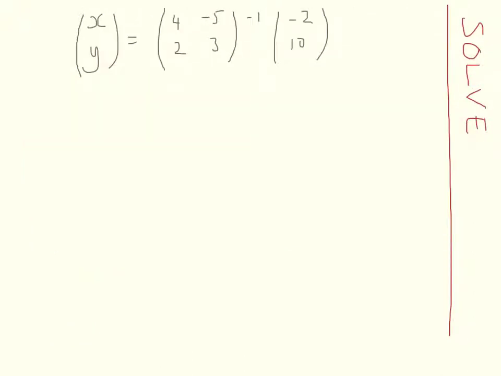We're still solving for x and y, so the next step is to work out that inverse matrix. Pause the video and have a go at that for yourself. What you should have got is 1 over the determinant, that's 22, and then swap the elements on the leading diagonal and change the sign of the other two. The next step would be to multiply those two matrices, so pause and have a go.